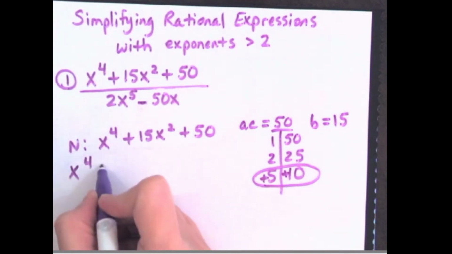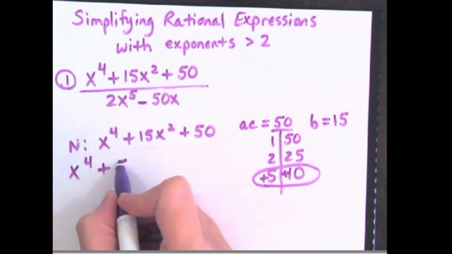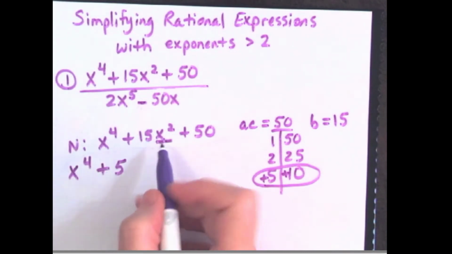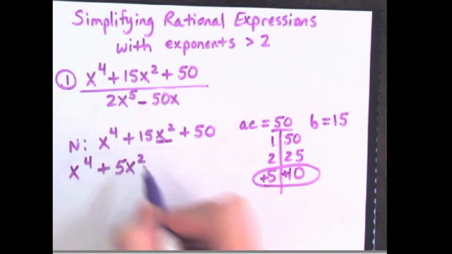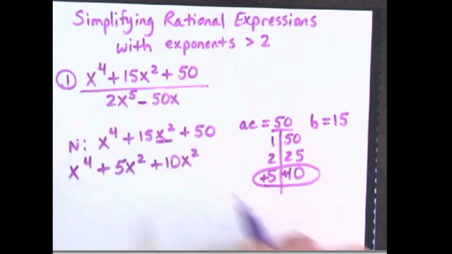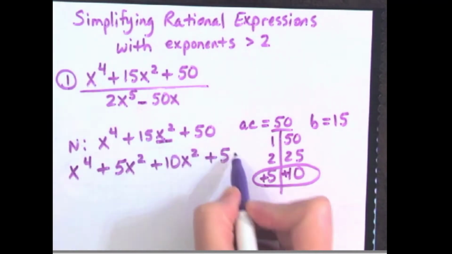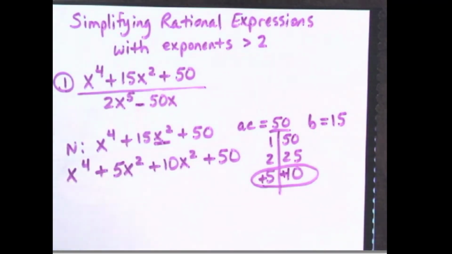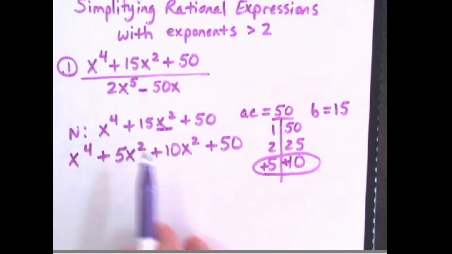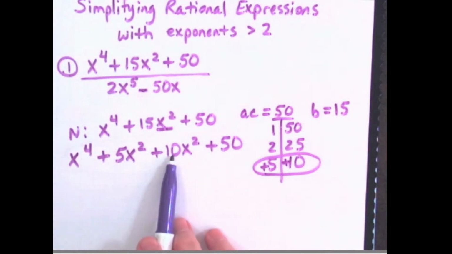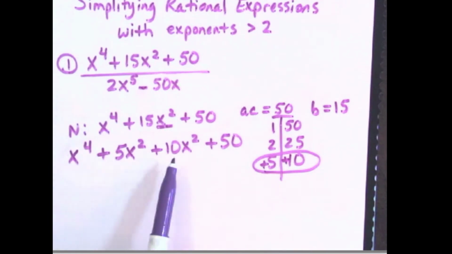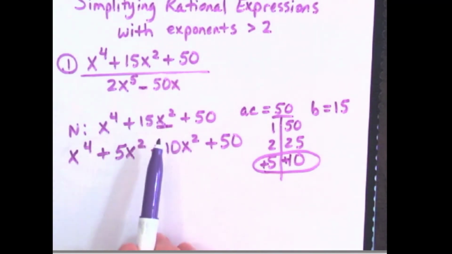So it'd be x to the 4th, and that'd be 5x squared. Now whatever your middle term variable and exponent happens to be, that's what you're going to use for your replacement terms. And so this will be 10x squared, and then remember we just bring down the last term. So we're trying to get 4 terms so we can do our factor by grouping. And again, the variable and exponents of those middle terms will be the same as the original middle term, because you want it to add up. 5x squared plus 10x squared is 15x squared.